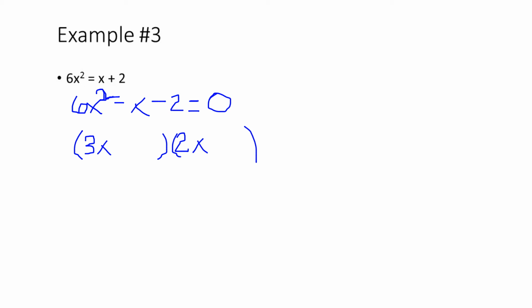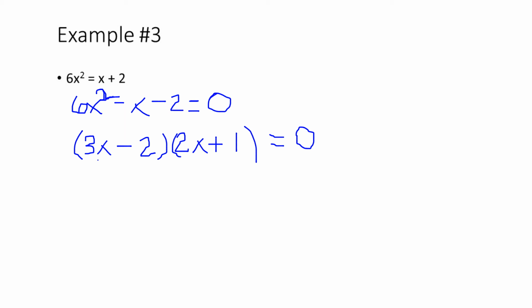And then this -2, 2 and 1 will multiply to be 2. And I want negative, so I want 1 to be minus and 1 to be plus. I can take a guess, so minus, plus. And then I need to check by foiling.